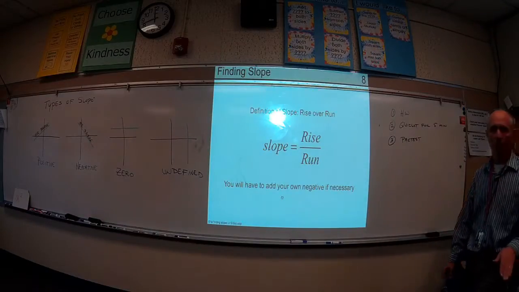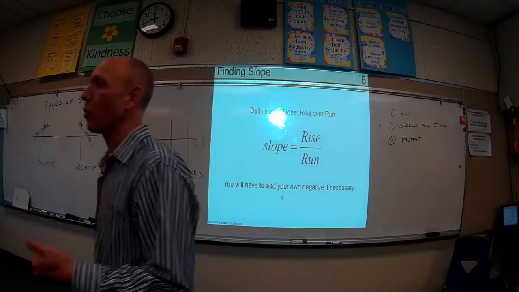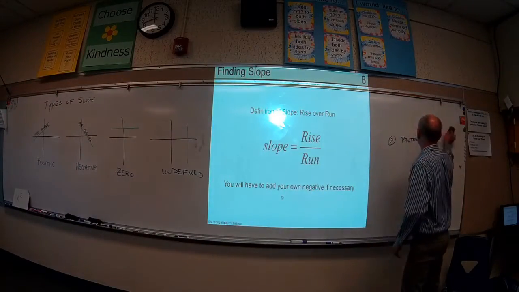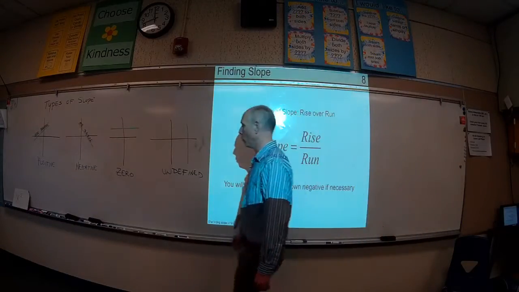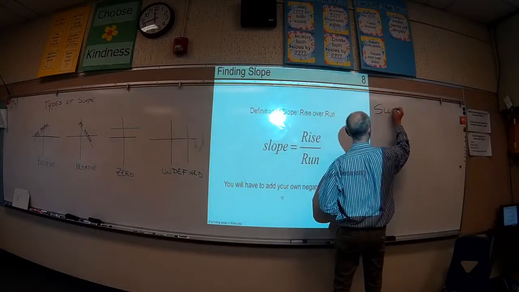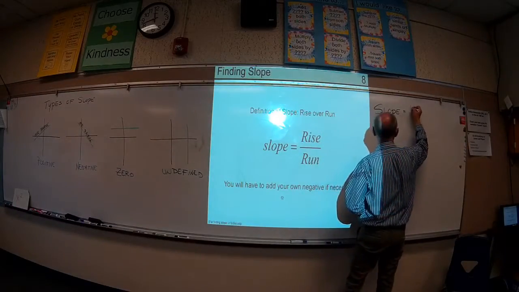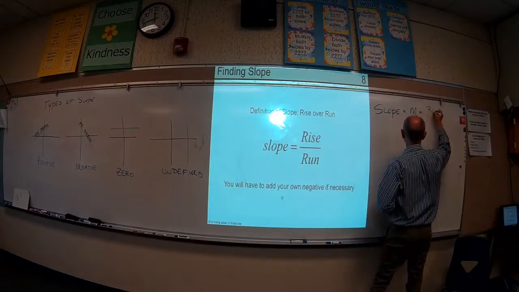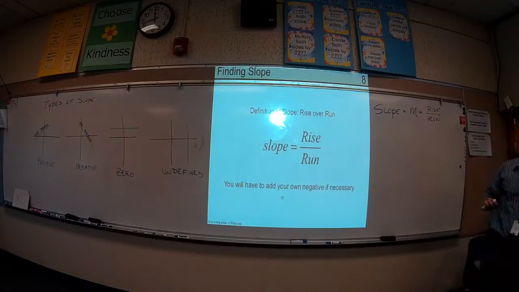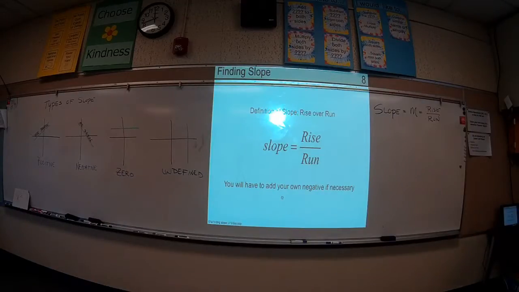Now, the definition of slope. Slope is defined as rise over run. So we're going to get this into the notes. The definition of slope is rise over run. So we're going to write slope, which equals m, which equals rise over run. You're going to learn later on that m is the variable we use to define slope. Slope is m, as in y equals mx plus b. We're getting to that, not today though.